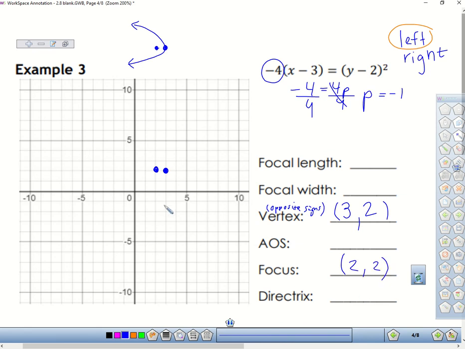And now we need to determine the points on each side. So from the focus, you're going to go up and down this time because it's to the side. So what's the absolute value of p? 1. What's 1 times 2? 2. So it's going to be 2 units up, 2 units down. Once you have that, you can plot it.